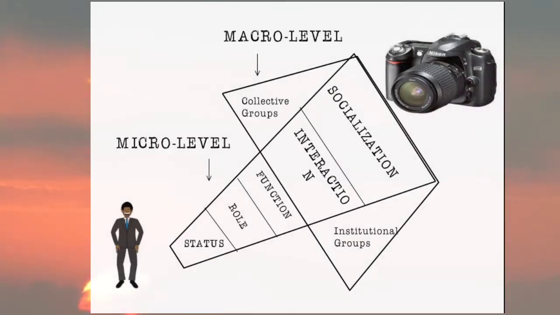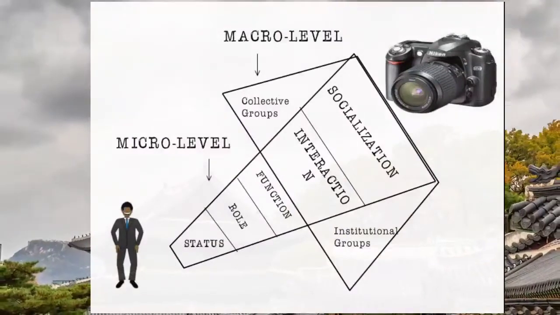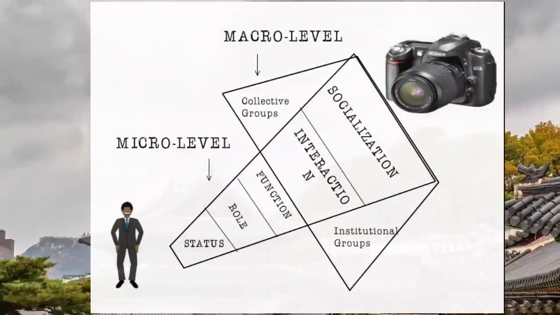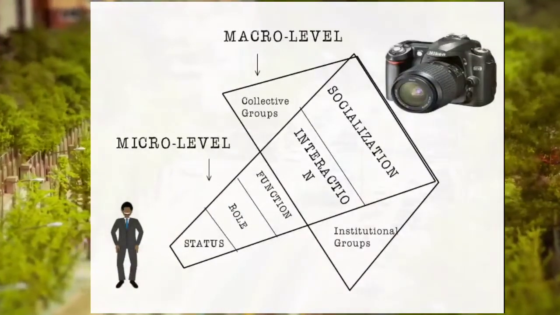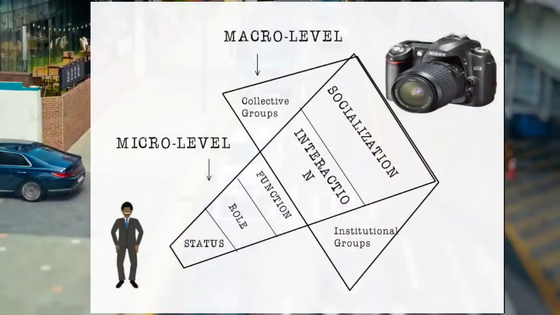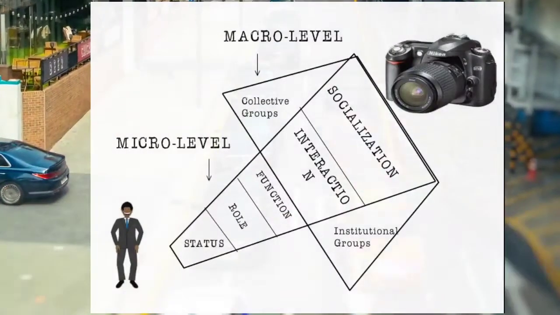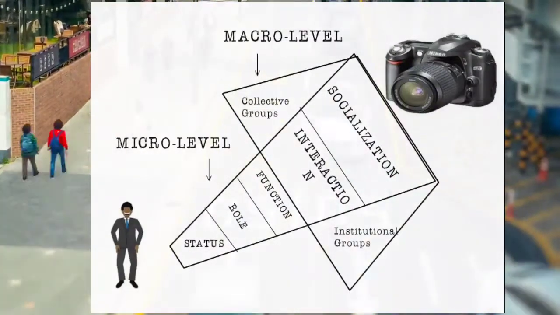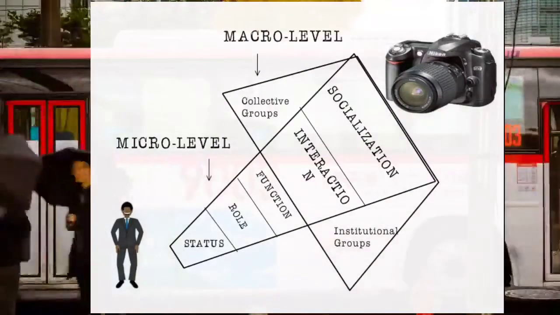The example of macro level and micro level can be seen in this illustration. As we can see, the camera captures the socialization, the interaction of the people, the function of each person in the society, the role of each person or individual in the society, and the status of those people that may be a part of a family, and each family can create or build a community, and every community is regarded as part of the society.